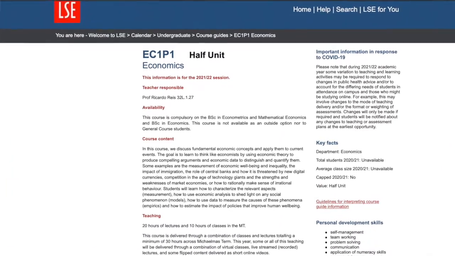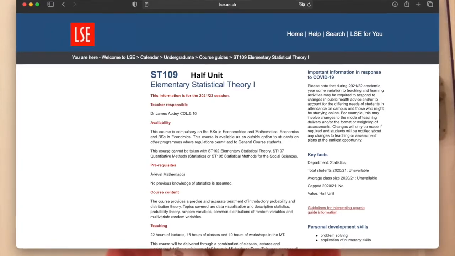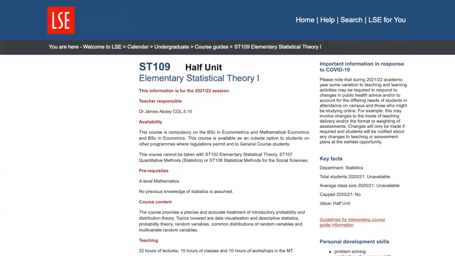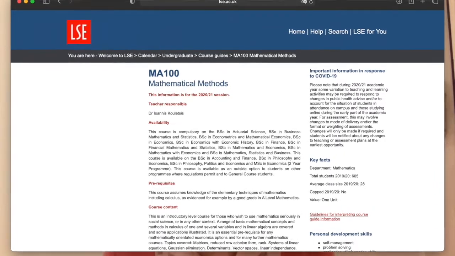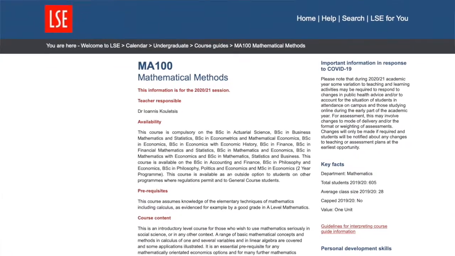So in Michaelmas term at LSE, aka the first term, I studied 5 modules. 2 of them are compulsory: ECO P1 Economics, which is a new module as well, and ST109, elementary statistical theory. And you have to study a math module, which is either a half unit, so only for 1 term, MA 107 quantitative methods, or a full unit course, MA 100 mathematical methods. So I did MA 100.